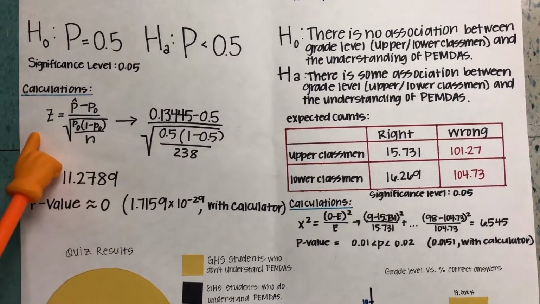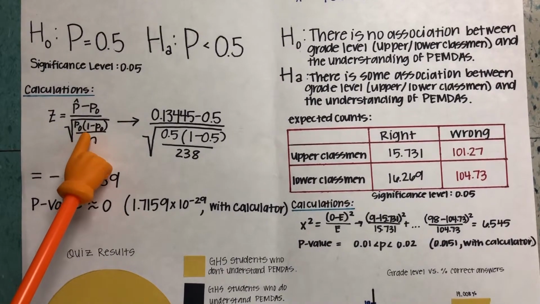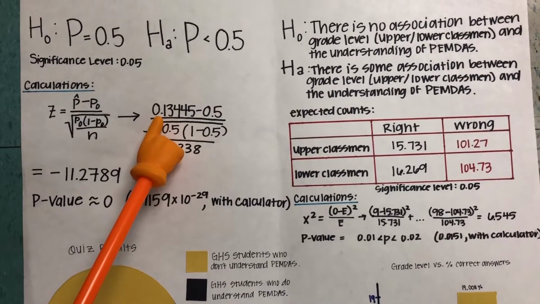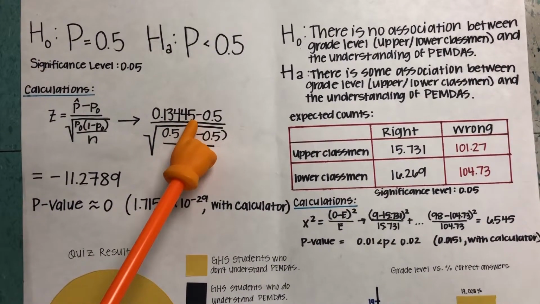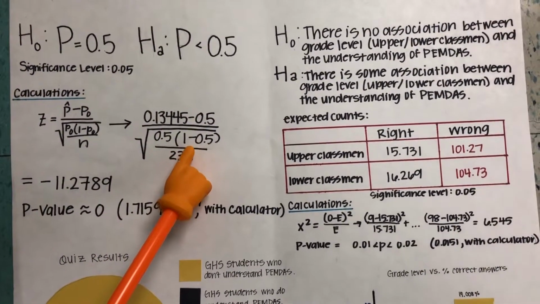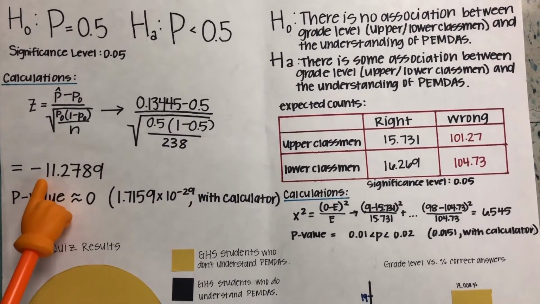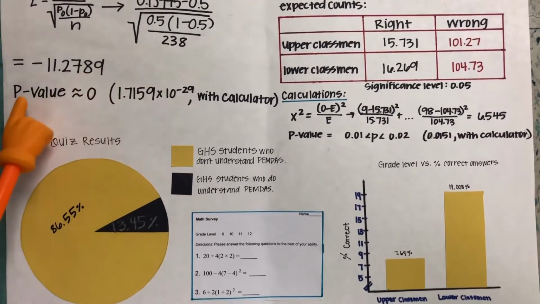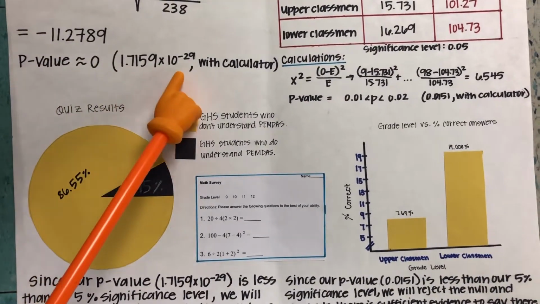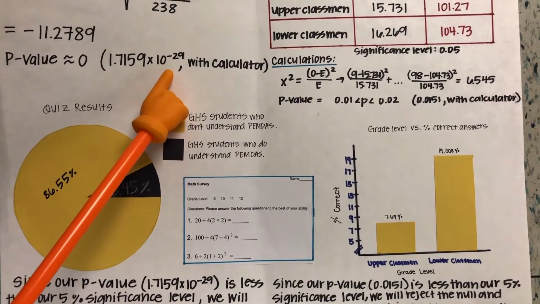We used the formula z equals p hat minus p0 over the square root of p0 times 1 minus p0 over our sample size. Our p hat was 0.13445 minus our null of 0.5 over the square root of 0.5 times 1 minus 0.5 over our sample size of 238. Our test statistic was negative 11.2789. Using our table, we found a p-value of approximately 0. With the calculator, we were able to find a more specific value of 1.7159 times 10 to the negative 29th.